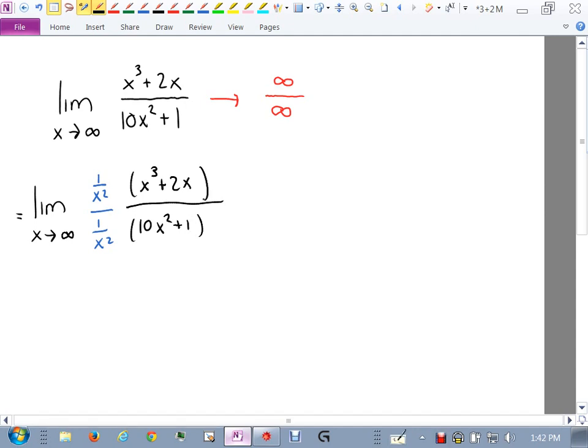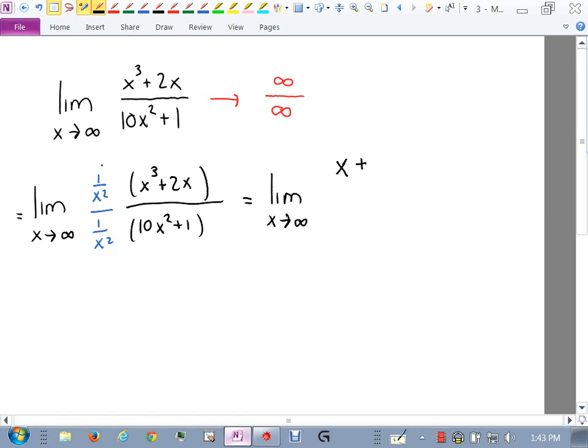Go ahead and distribute through. What would you get if you distribute through? Does anyone have a question on what I did? Good. So what's 1 over x squared times x cubed? That's x cubed over x squared, isn't it? So it'd just be x, right? It's just x.